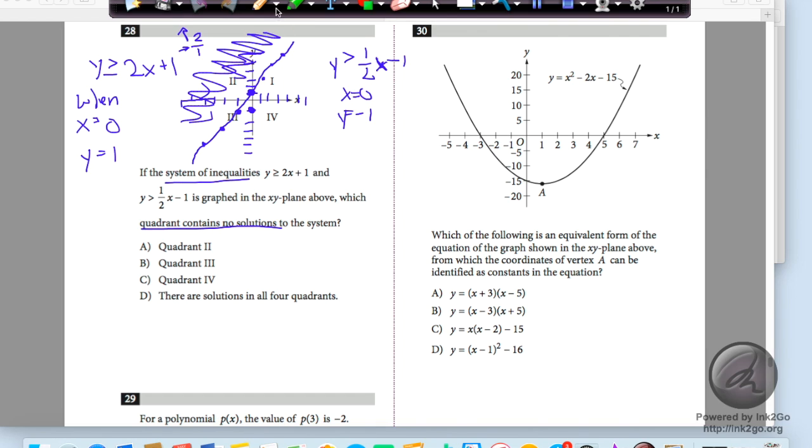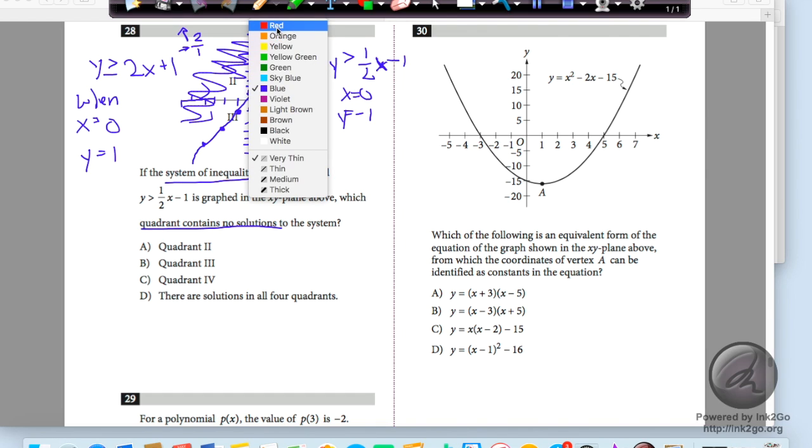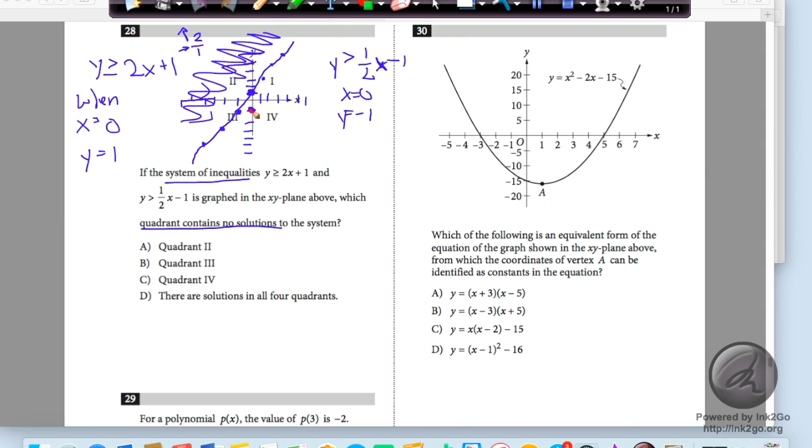And if it's easier for you, I'll actually put it in a different color, that way you guys can see it. So I'm going to recolor this in here. So this will be the red equation, and the other one will be the blue equation for you guys.